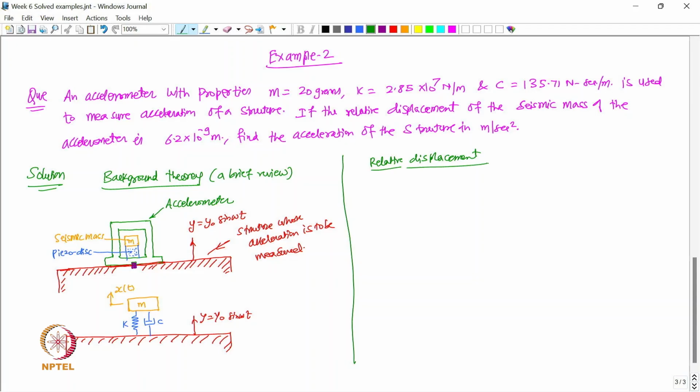Relative displacement of the seismic mass with respect to the structure. That is very important, z, and that can be written as x minus y. So why is that important? Because the piezo disc, which is the active element here, right, and what is going to happen?